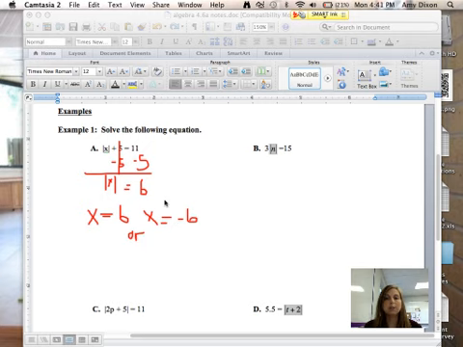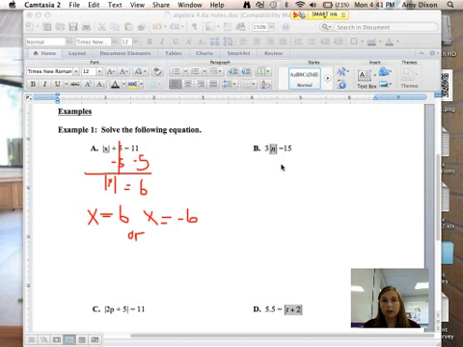Okay, so x can either be 6 or negative 6, because what's inside the absolute value, your answer is 6, but what's inside could actually be negative 6, because the absolute value of negative 6 is also 6. So both of these answers make this equation true. All right, let's look at letter B.